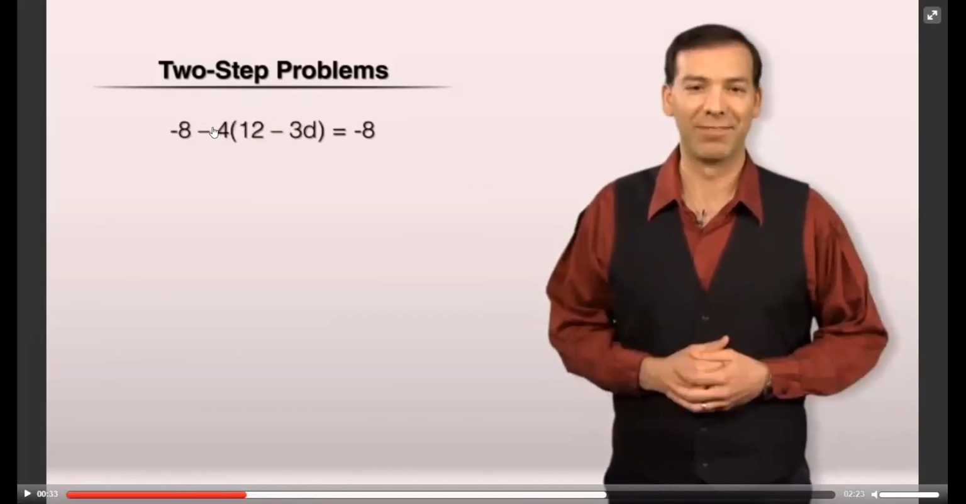So what he's showing you here is this -4. Remember how I said the sign goes with the term? This is a perfect example of that, because you're not just going to multiply the 4 times the 12 and the 4 times the -3d. It's the -4 times 12 and -4 times -3d.